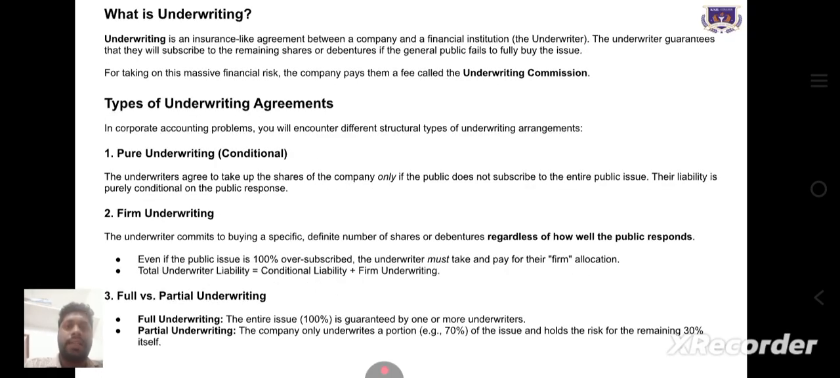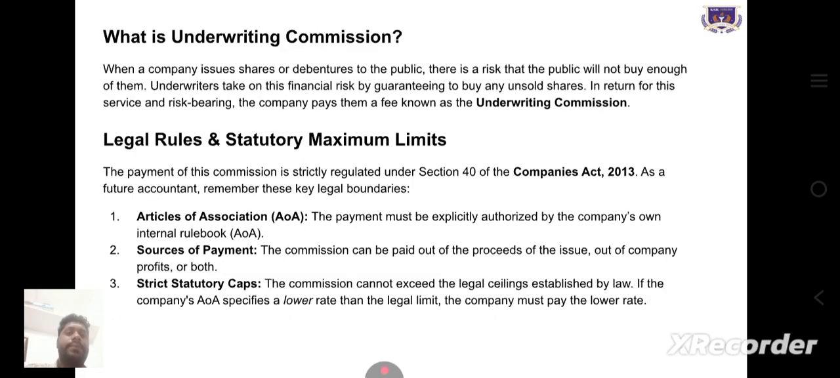What is underwriting? Underwriting is an insurance-like agreement between a company and a financial institution. The underwriter guarantees that they will subscribe to the remaining shares or debentures if the general public fails to fully buy the issue. Types of underwriting agreement: pure underwriting, which is conditional; firm underwriting; and full versus partial underwriting.